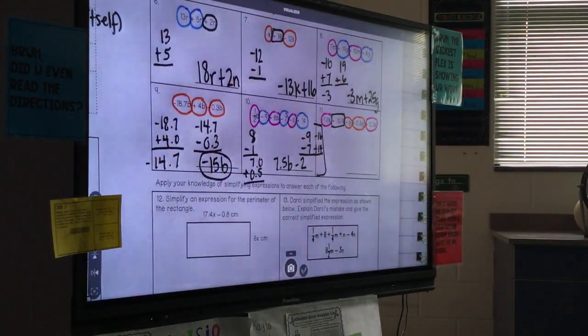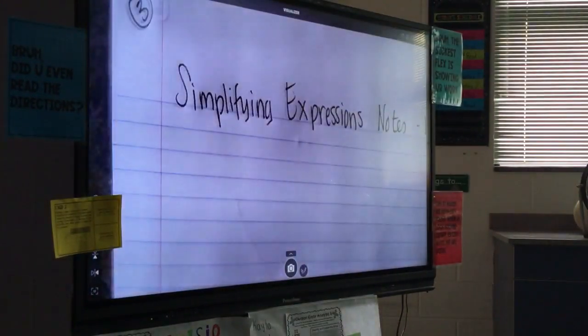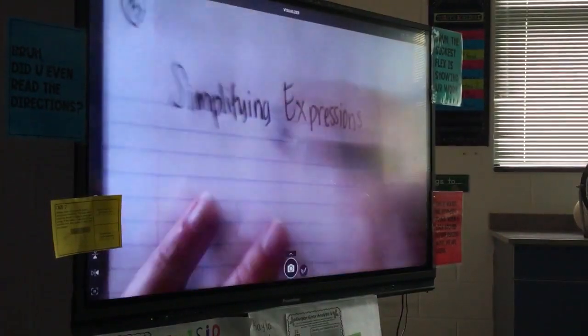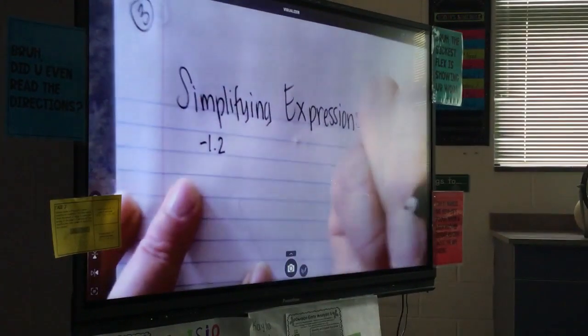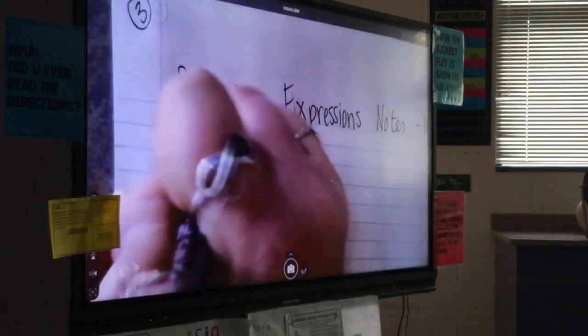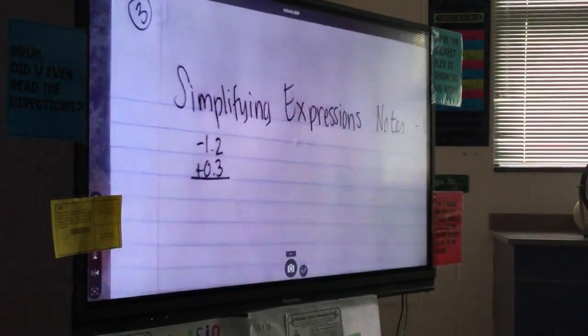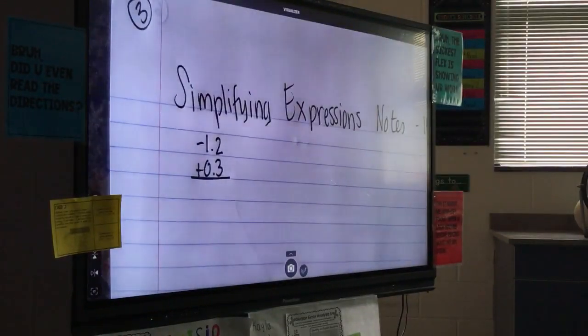All right, I'm gonna do this on my paper because honestly, I don't have enough room. I'm not that neat. So we have negative 1 and 2/10 plus 3/10. So what do we get? Make sure I wrote that correctly. What do we get when we solve this one?